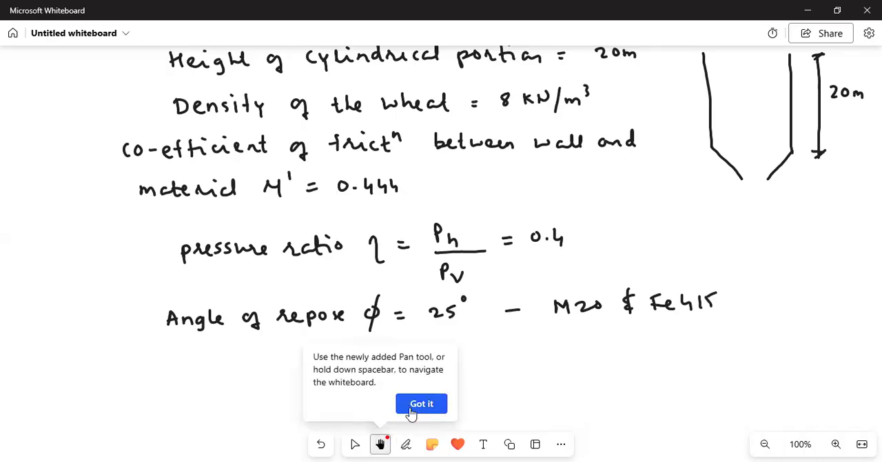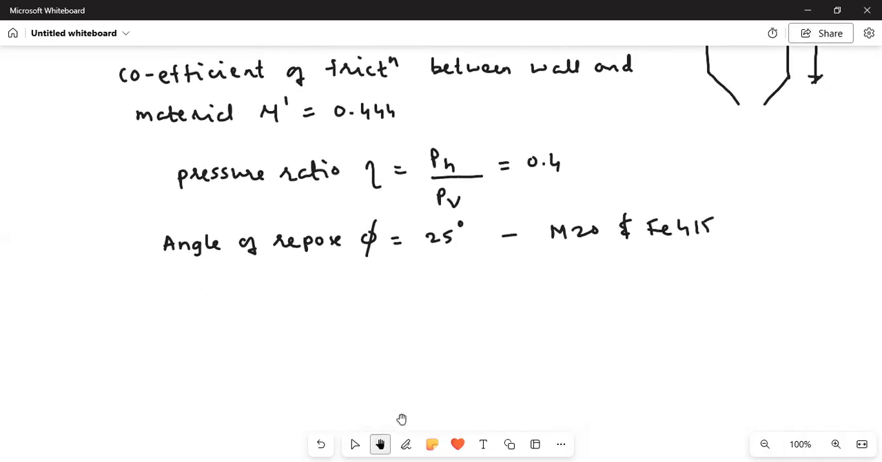And one more thing is mentioned here, which theory we need to use. In case of bunkers, we have used Rankine's theory to determine the horizontal pressure. Here we have two theories by which we can determine the horizontal pressure. One is known as Jansen's theory and the other is known as Airy's theory. So most of the time, you have to calculate the horizontal pressure by using Jansen's theory in case of silos.